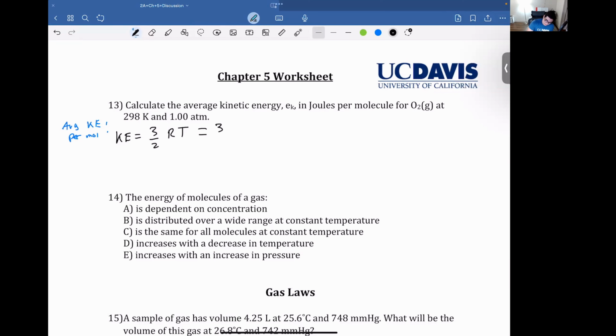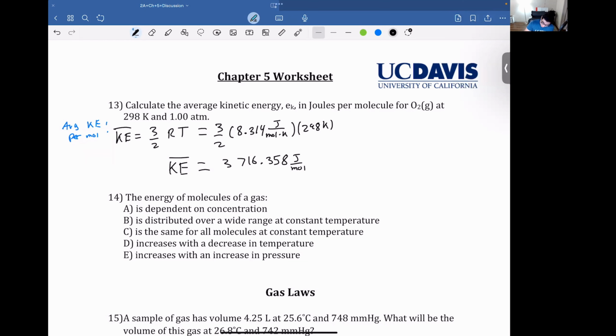So if you plug these in, 3 halves times 8.314, and I'm going to keep the units here this time, this is joules per mole Kelvin. T is 298 Kelvin, and you'll notice that the Kelvin cancels out. I should label it KE average. This gives you 3,716.358 joules per mole. Now we want joules per molecule.